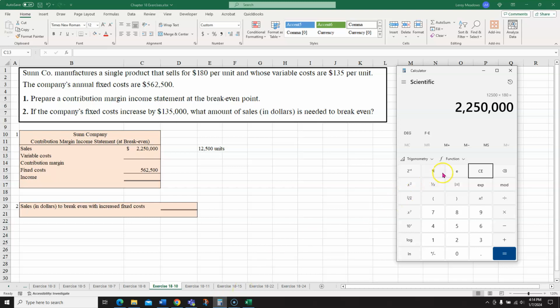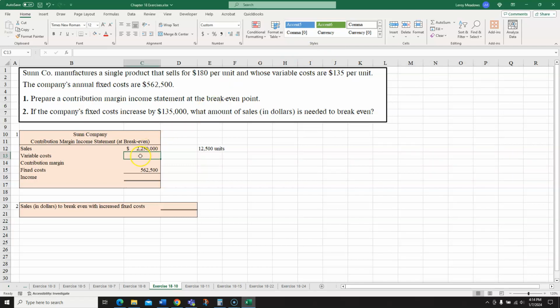Now, what about my total variable costs? My variable costs are going to be the number of units sold, 12,500, times my variable cost per unit, which is $135, which gives me total variable costs of $1,687,500.